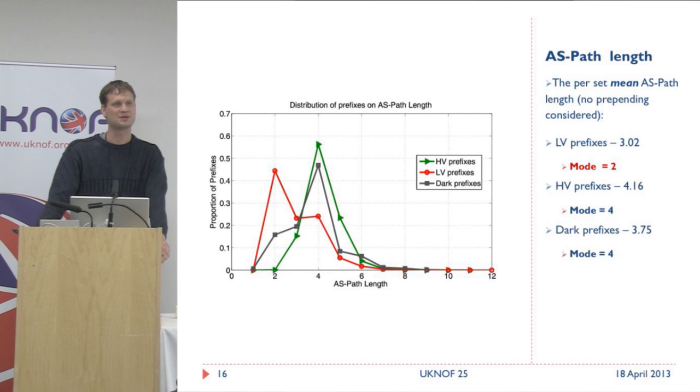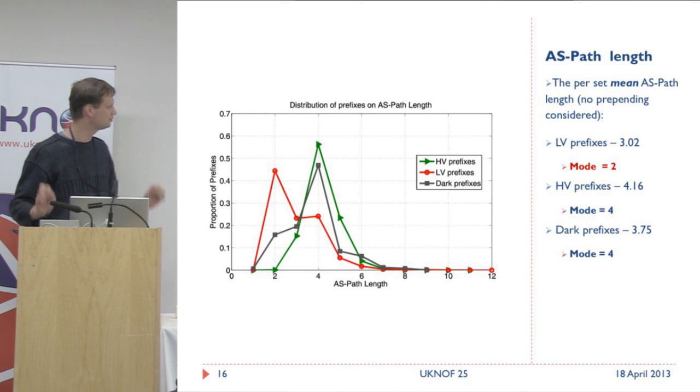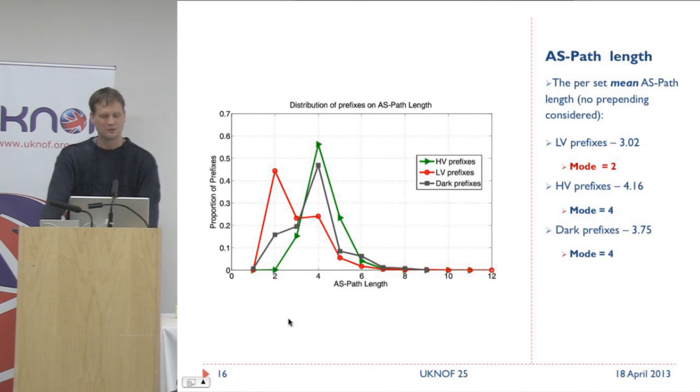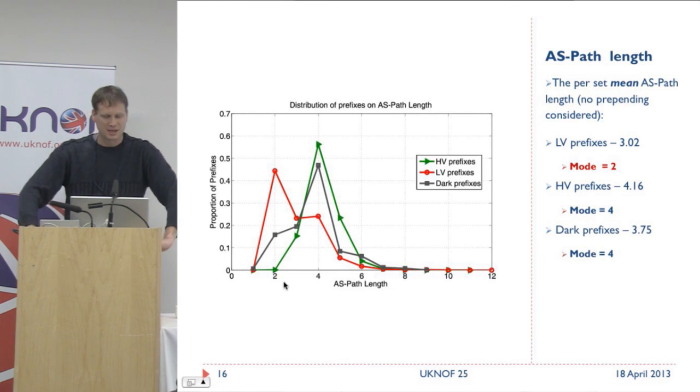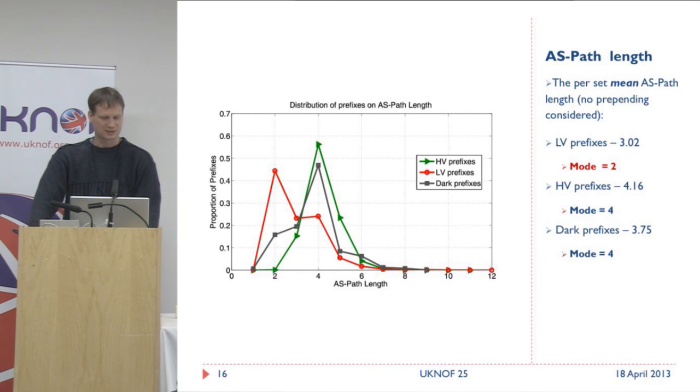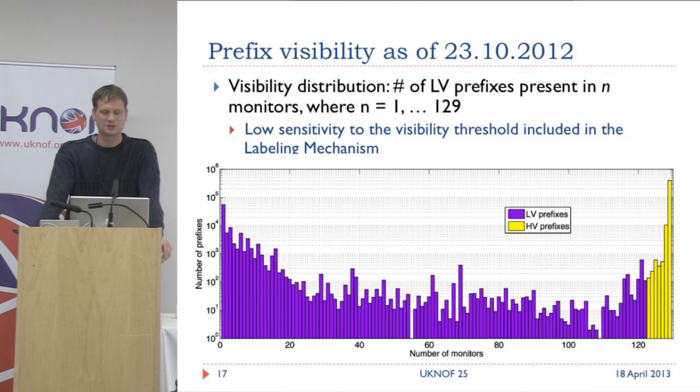Also, when we look at the AS path length distribution, on this plot we show on the x-axis the length of the AS path at the observation point, and we see that limited visibility prefixes not necessarily travel as far, but dark address space and high visibility prefixes can actually travel quite a long way. So we would really like to understand a little bit what is going on.